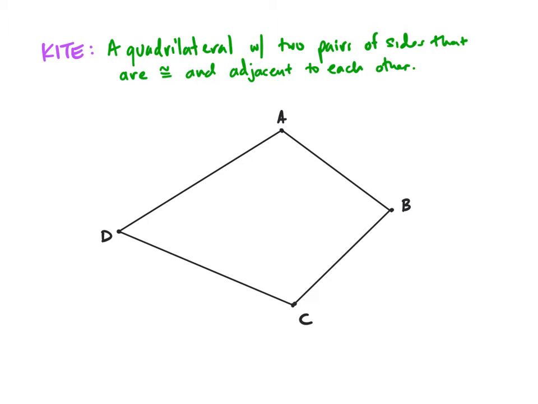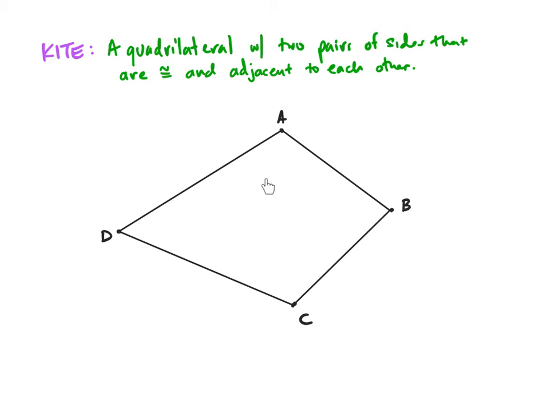So the first thing we want to do is define what a kite is. A kite is a quadrilateral with two pairs of sides that are both congruent and adjacent to each other. A lot of times a kite looks about like this, like the kite that you might fly on a breezy summer day, right?